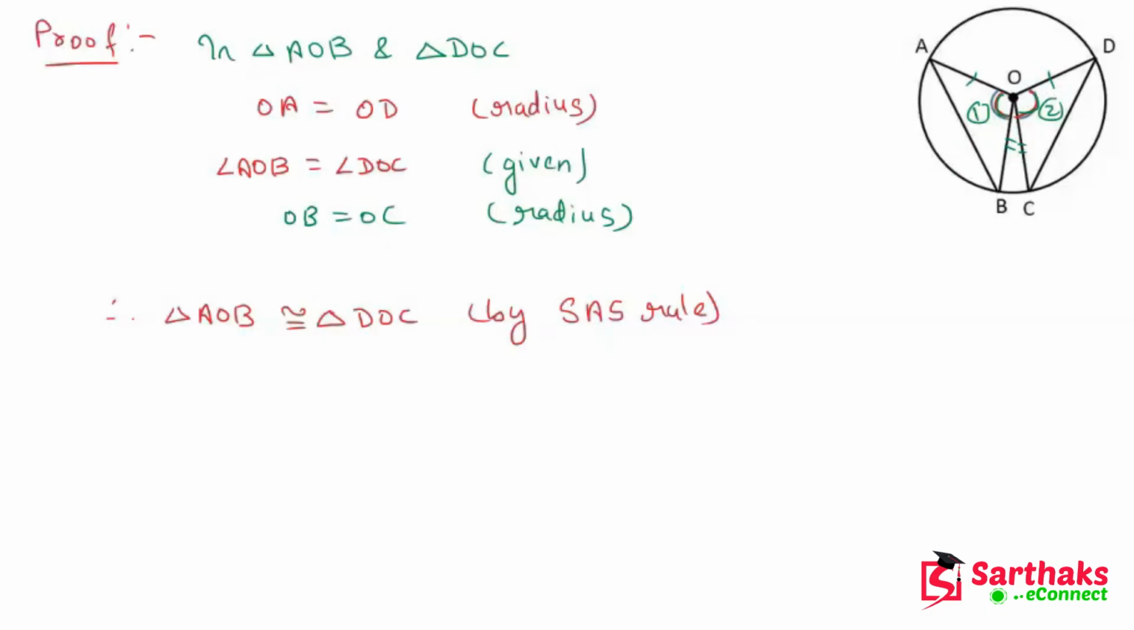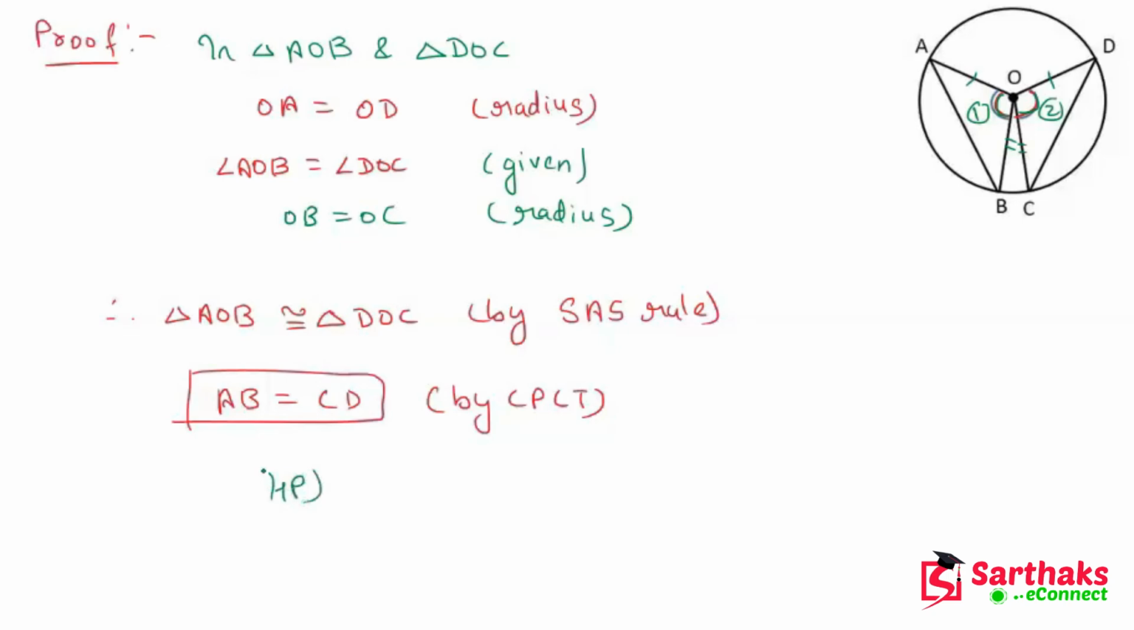Then we can say that AB is equal to CD by CPCT. Hence proved. I hope my dear friends you understand these things. So this is the proof of theorem 10.2, and basically this theorem is the converse of the previous theorem.